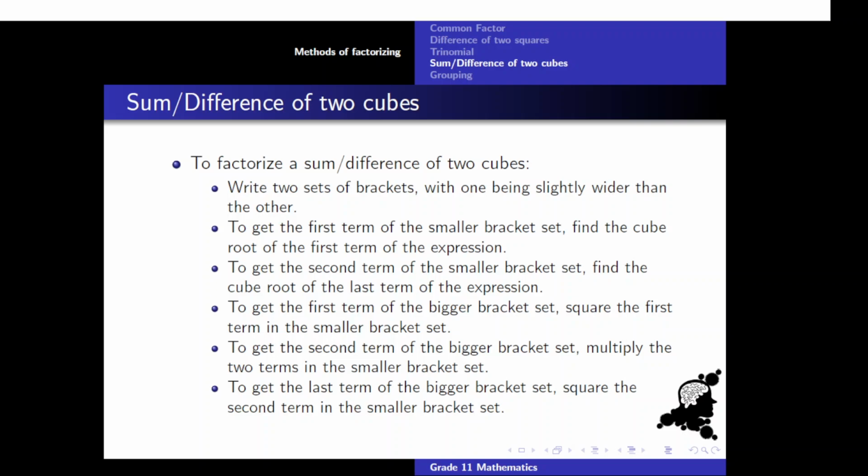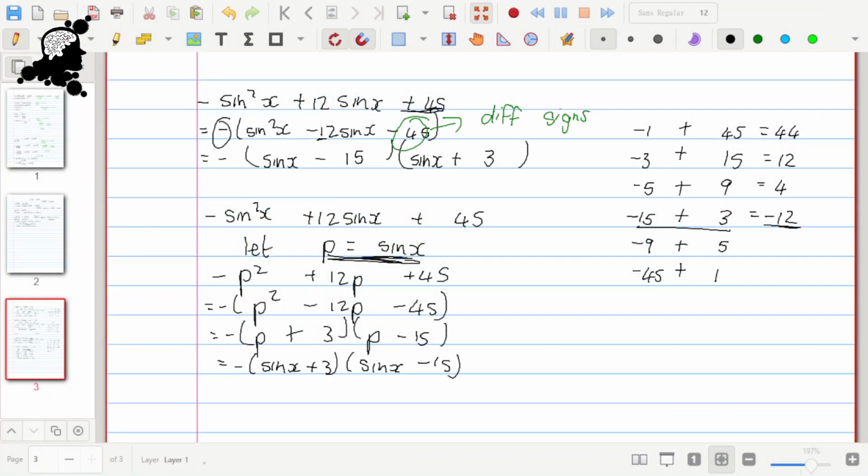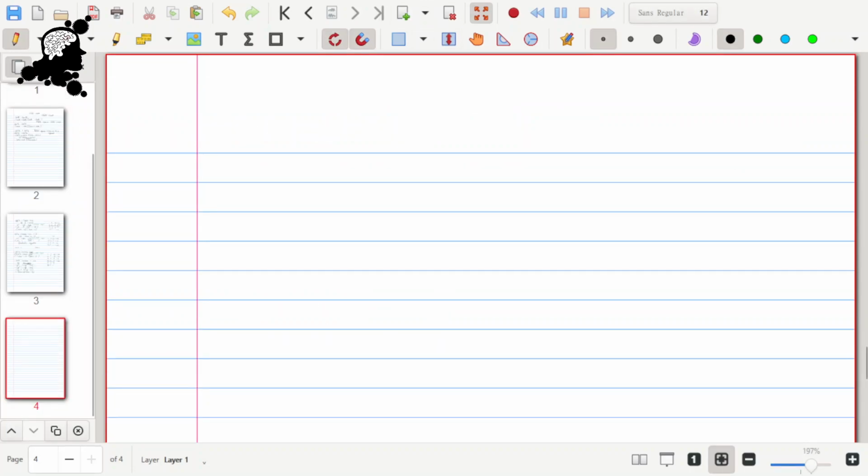Once again, this is a lot of reading. Let's do it practically. There we are. We've got sine cubed theta plus cos cubed theta. So let's open a new sheet of paper and let's write this out. You've got sine cubed theta plus cos cubed theta. So this is a sum of two cubes.